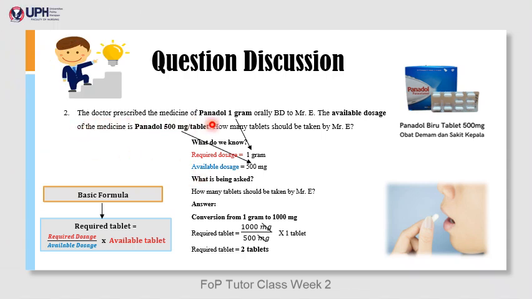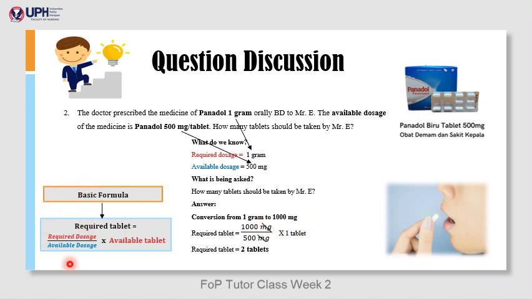So you'll have the required dosage of 1 gram here, and the available dosage is 500 milligrams per tablet. How many tablets will be taken by Mr. E? So the answer will be, you have to convert first the 1 gram to 1000 milligrams. Remember the one that we learned before? So you convert the gram to milligrams.